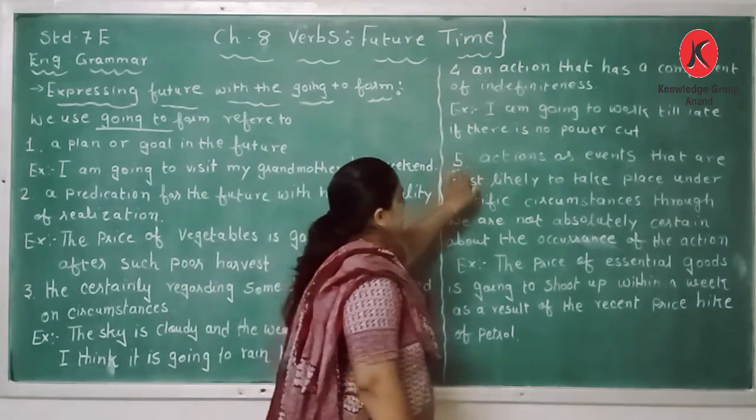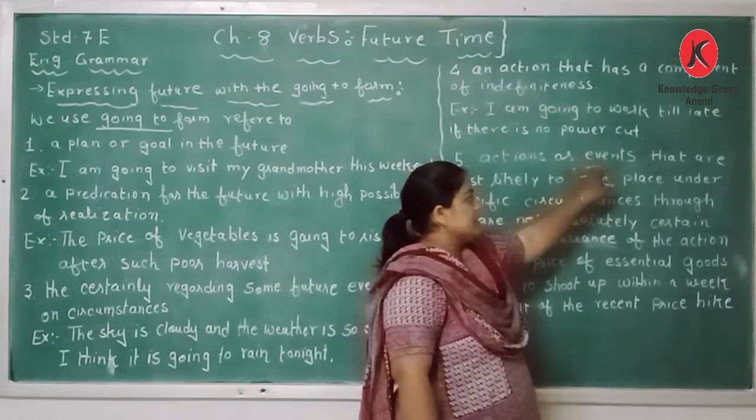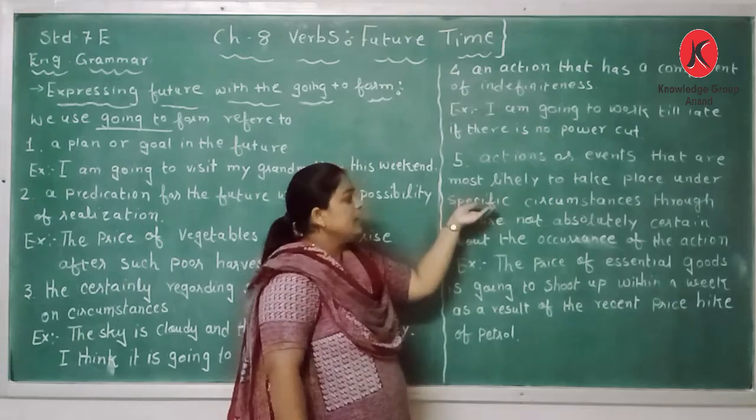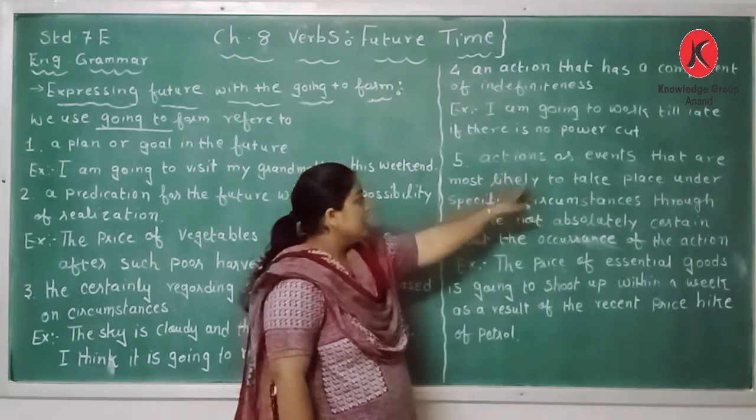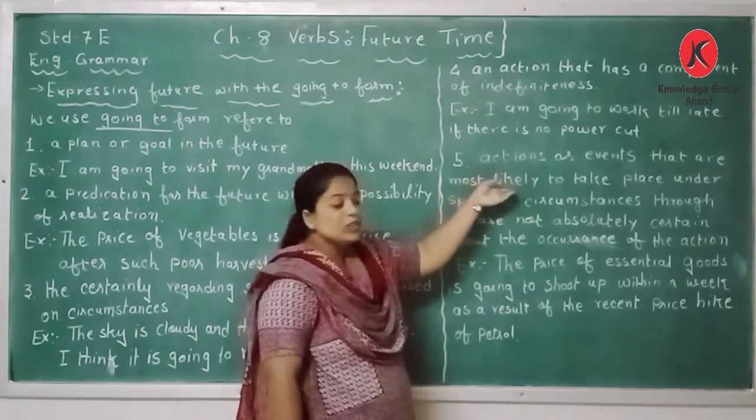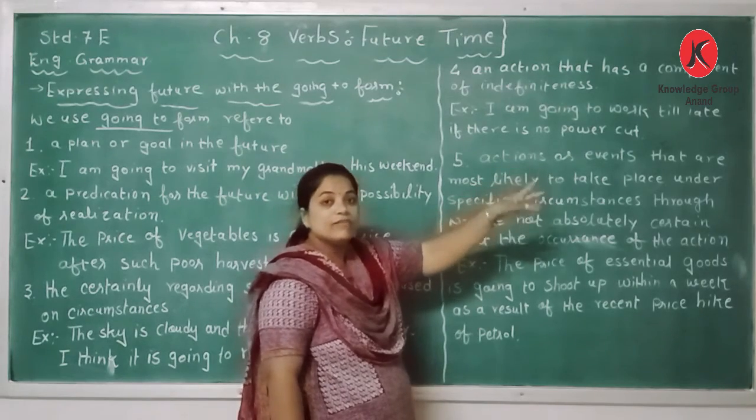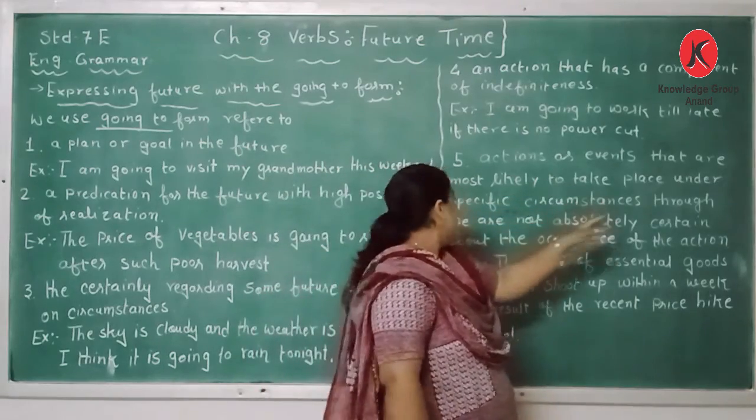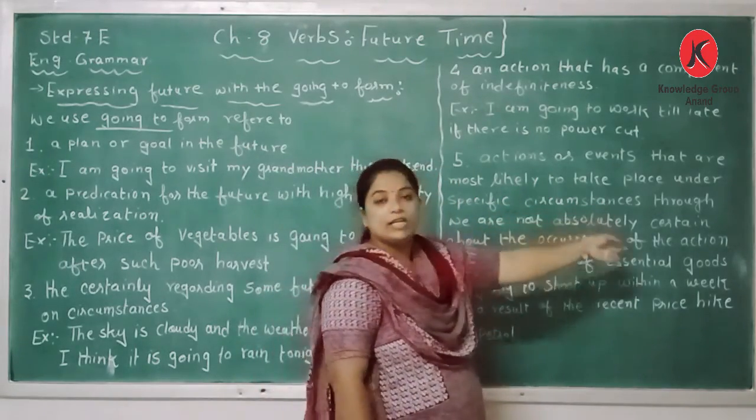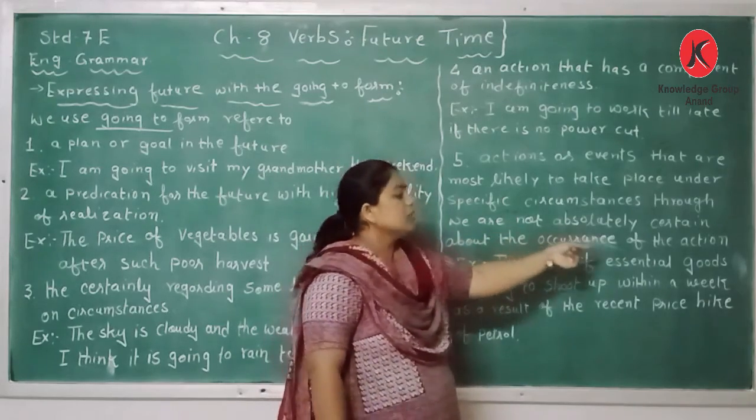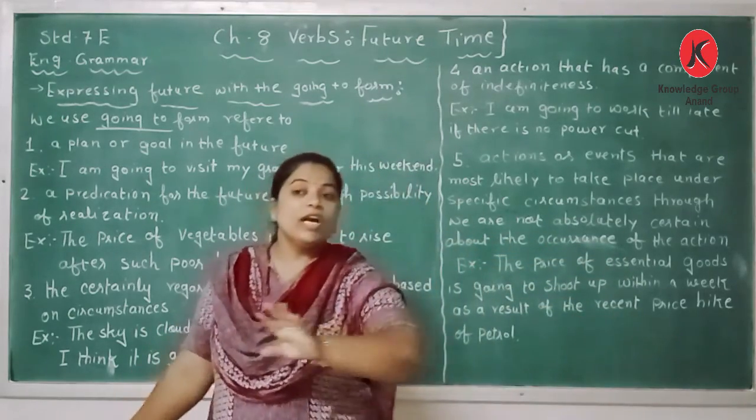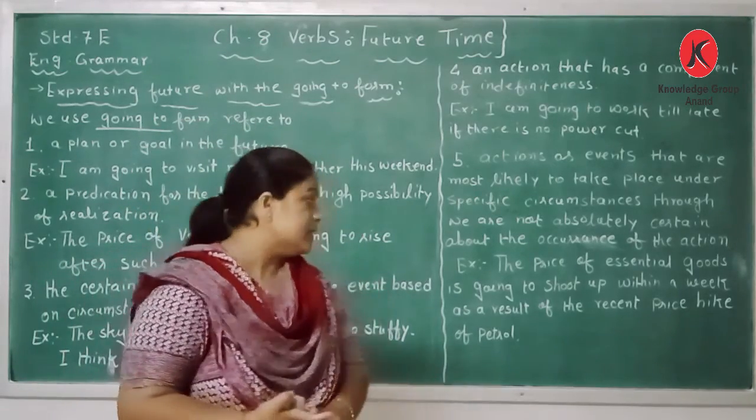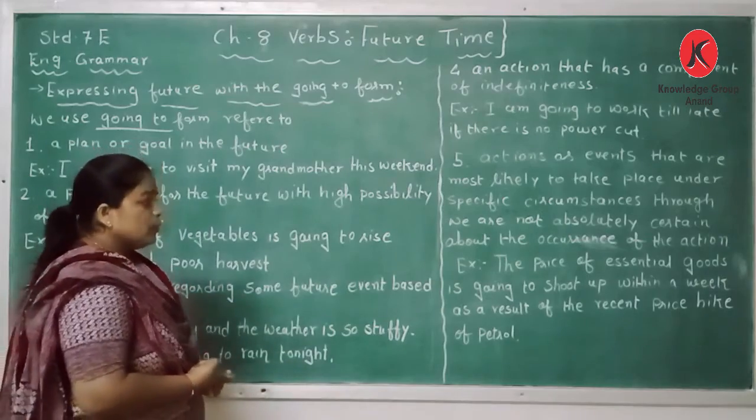The fifth point is actions or events that are most likely to take place under specific circumstances. Actions or events which are most likely going to take place according to the specific circumstances, though we are not absolutely certain about the occurrence. Occurrence means we are not sure whether the action or event is really going to take place. For that also we use the going to form.